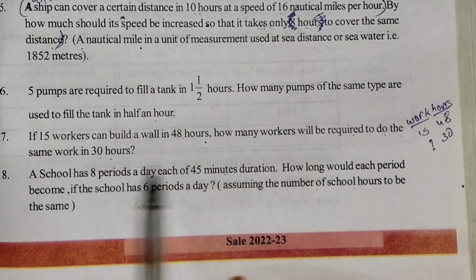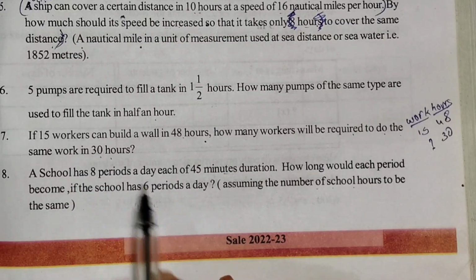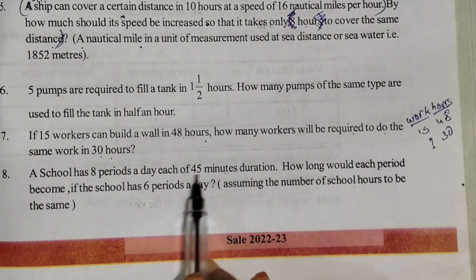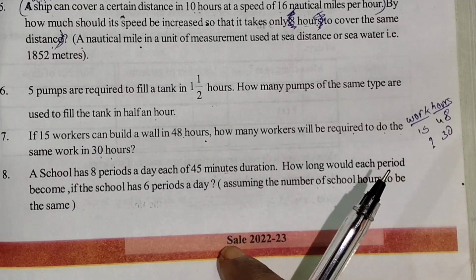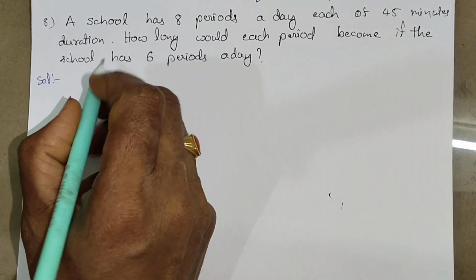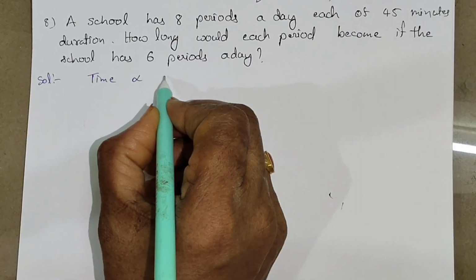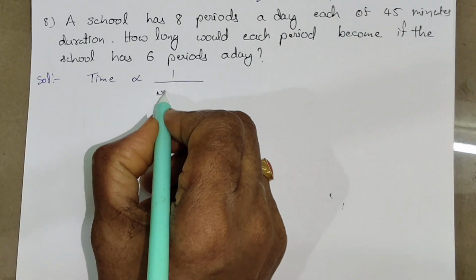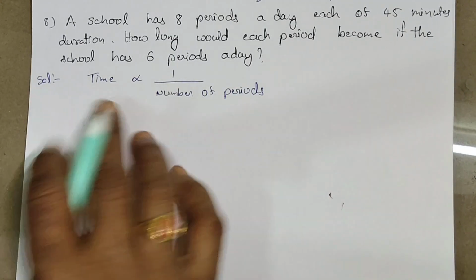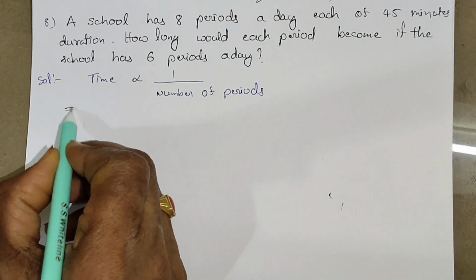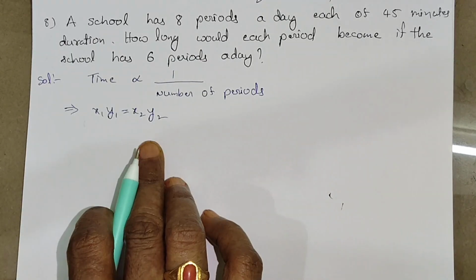So here 8 periods, for each period 45 minutes. So here total 6 periods. Periods are decreasing, so automatically time is increasing. So these two are inversely proportional. Time is inversely proportional to the number of periods. So same here, x1 y1 is equal to x2 y2. This is the ratio of inversely proportional.